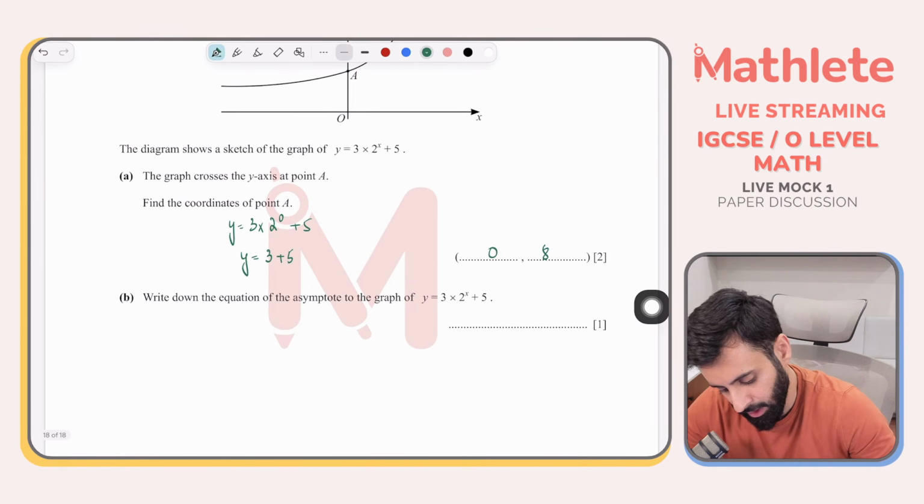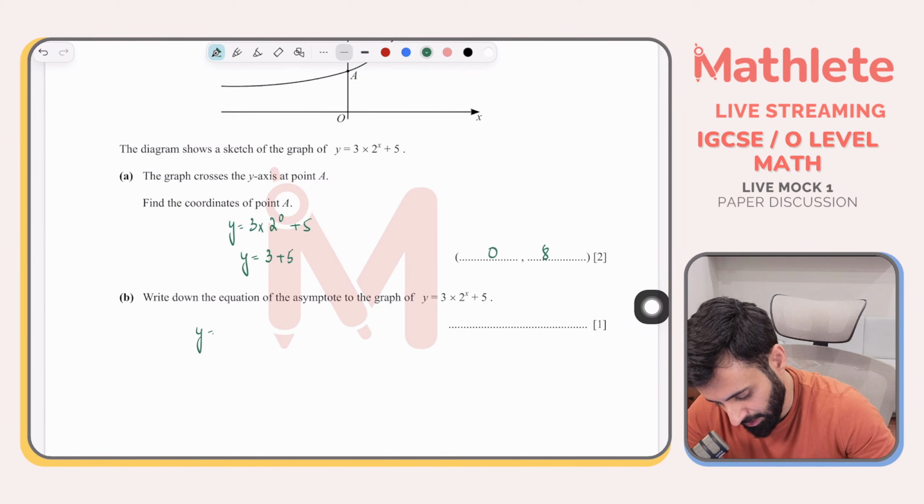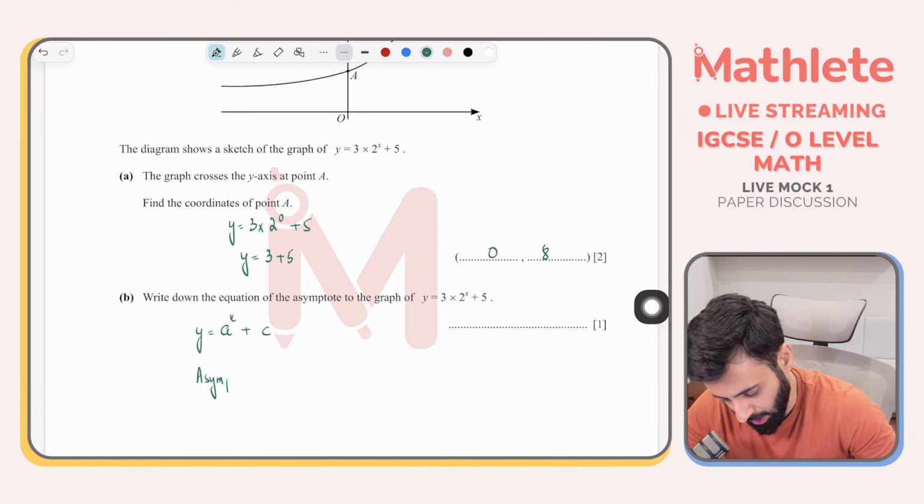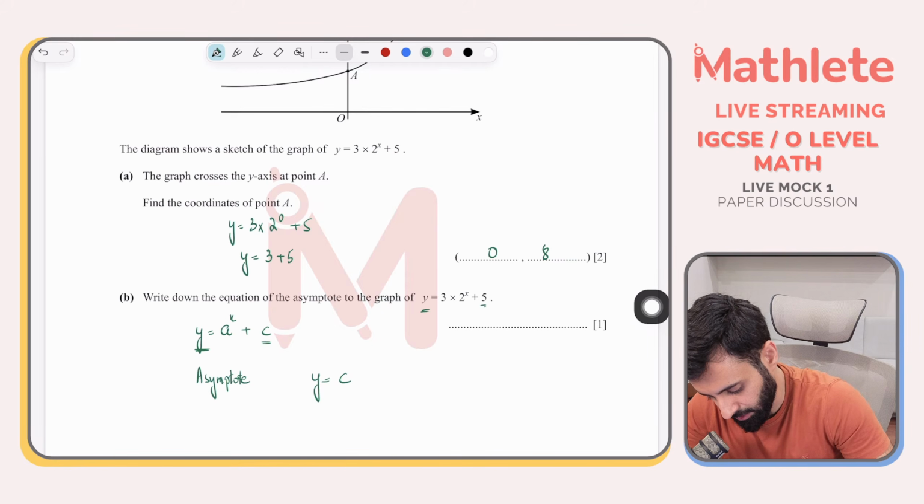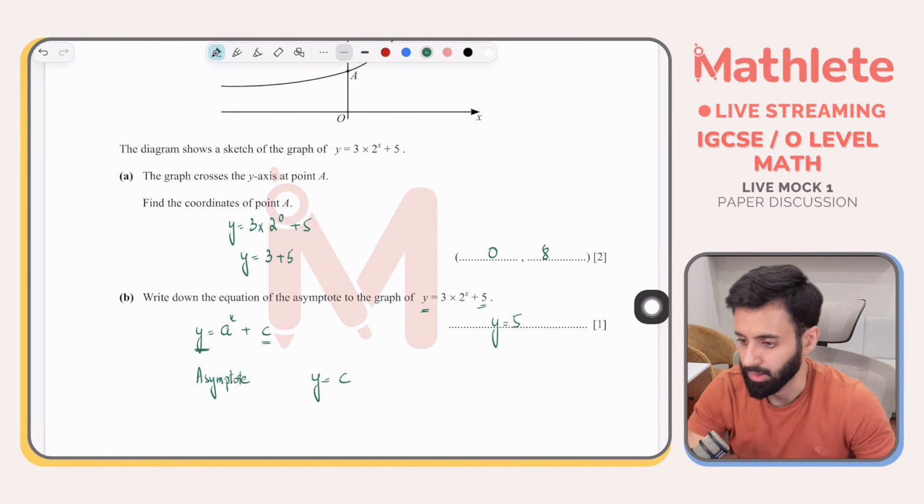Write down the equation of the asymptote. Now remember, whenever you have an exponential graph, the equation of the asymptote is always y equals the constant. Okay, and what is the constant? The constant is c, so y is equal to c. So here what is the constant? It's 5, so the equation of the asymptote is y equals 5.